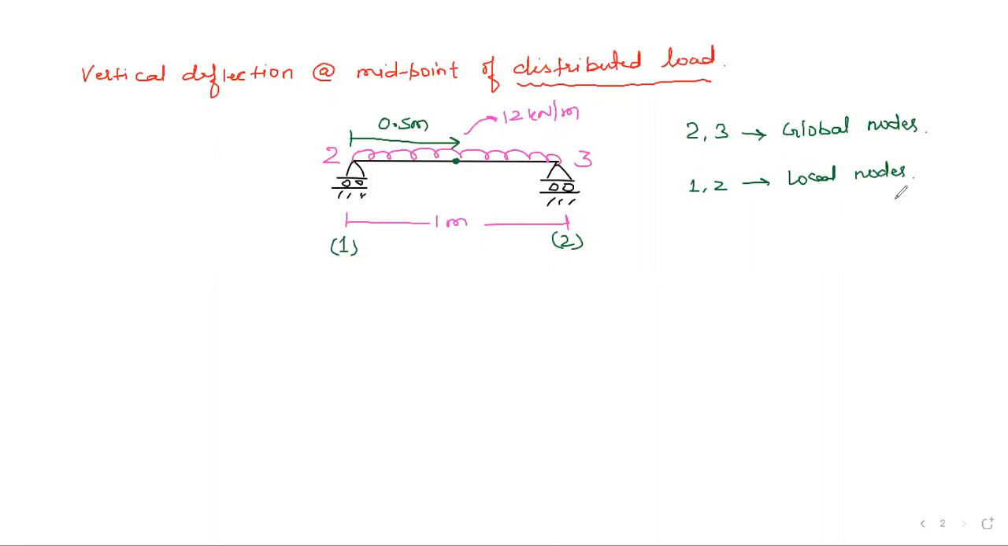Now what are global nodes and local nodes? Global node means if I see the whole problem, this part has node numbers 2 and 3. But since I am analyzing this part separately, I am considering them as 1 and 2. It's your wish, or else you can go for node numbers 2 and 3 only.